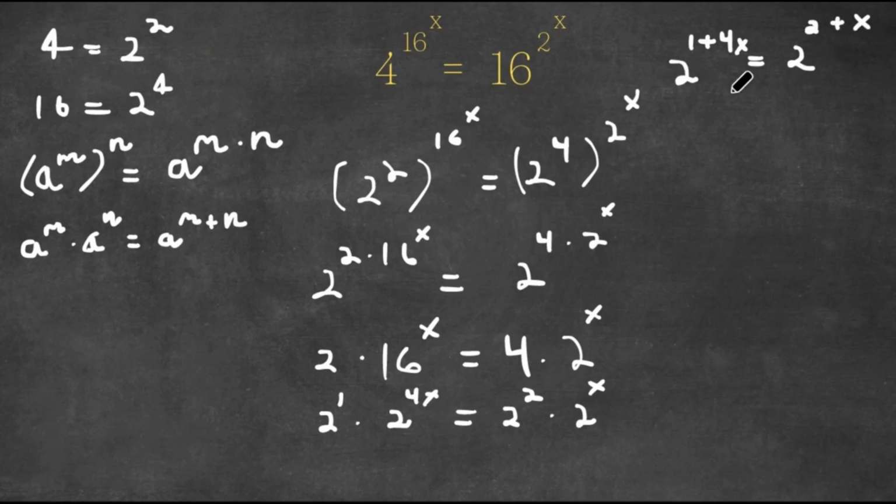Now again, because the bases are the same, this also means the exponents are the same. So now we have 1 plus 4x is equal to 2 plus x.